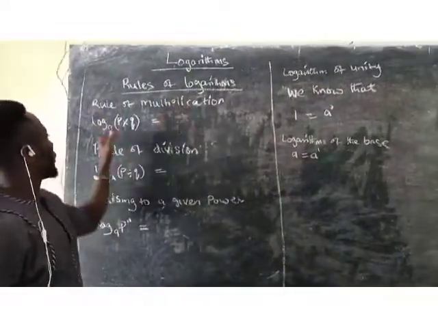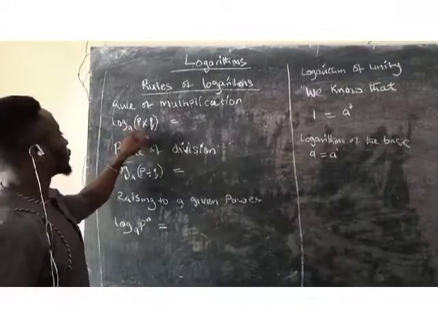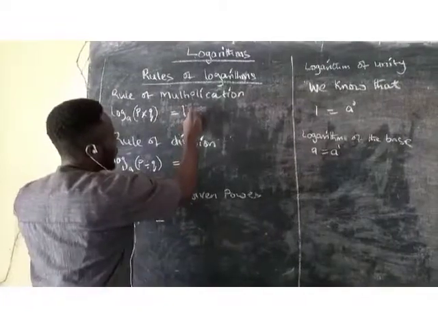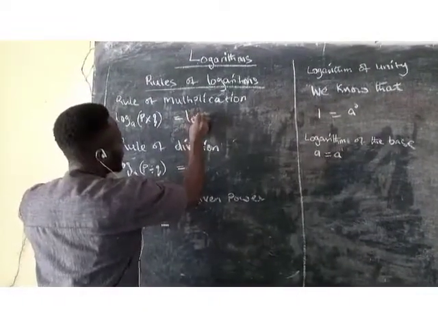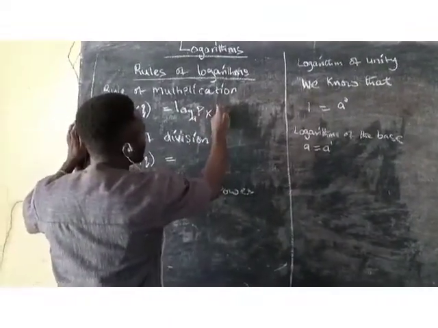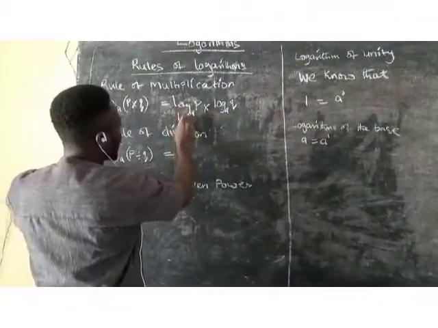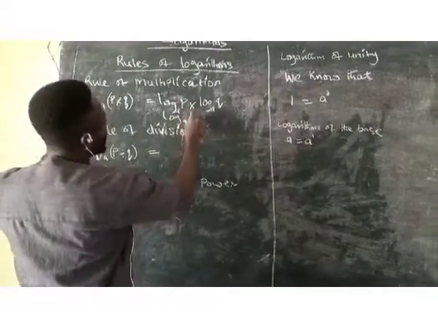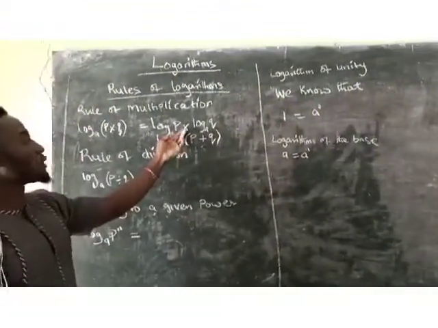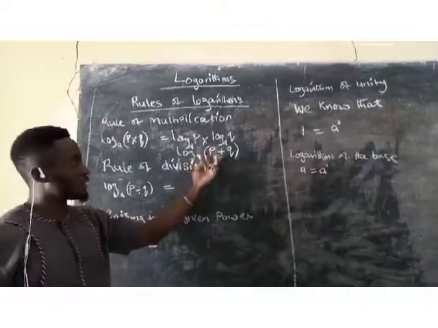Rules of logarithms. We have the rule of multiplication: log base a of p times q is the same thing as log a of p plus log a of q. When we have multiplication, the rule of logarithm changes it to plus.